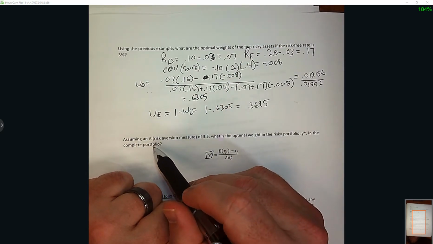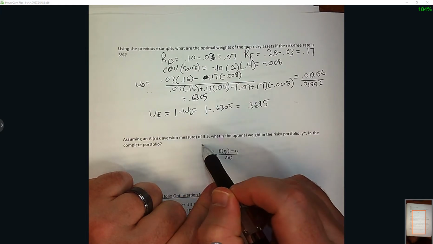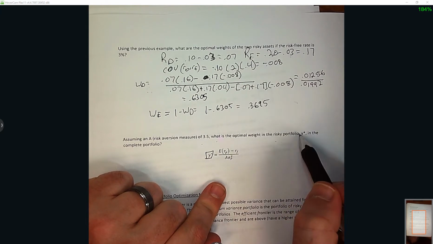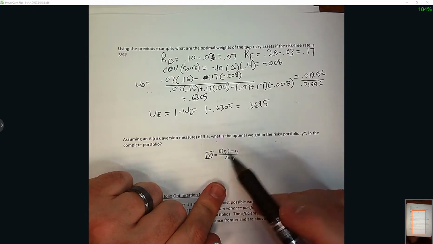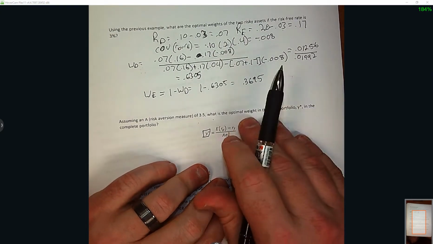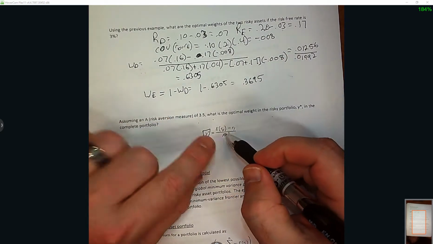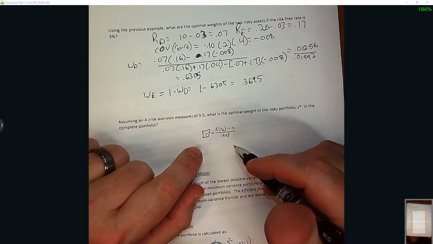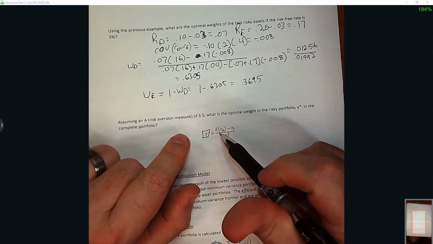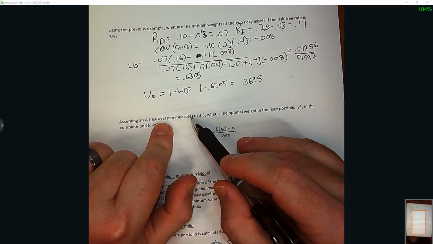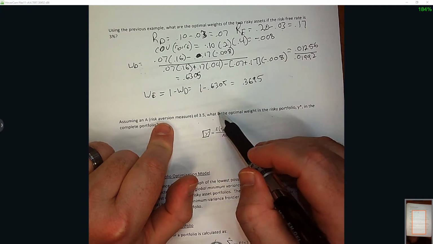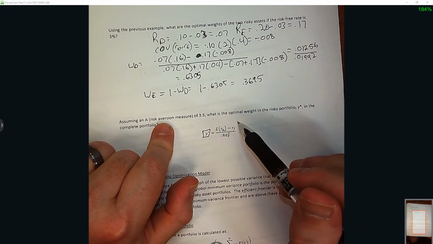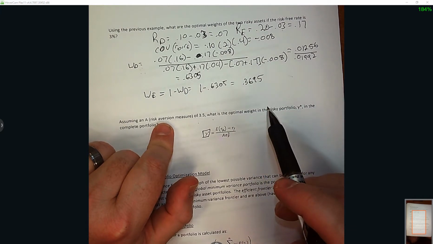So assuming an A, or a risk aversion measure, of 3.5, what is the optimal weight in the risky portfolio Y asterisk in the complete portfolio? So remember, the complete portfolio consists of an investment in the risky portfolio and an investment in the risk-free asset. So now we're determining how much of this investor's wealth, who has a risk aversion measure of 3.5, should go in the risky portfolio that we've created, and how much should go in the risk-free asset.